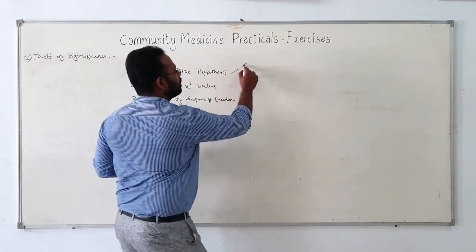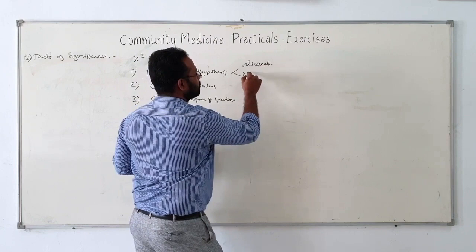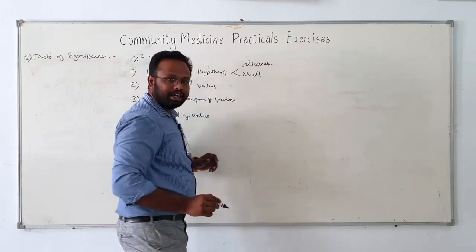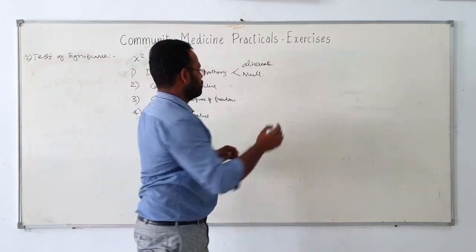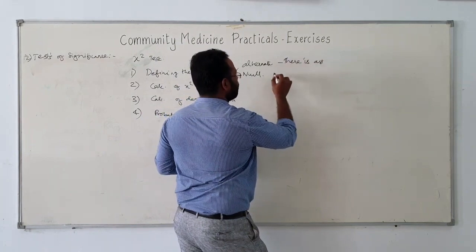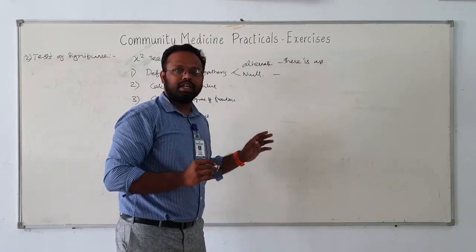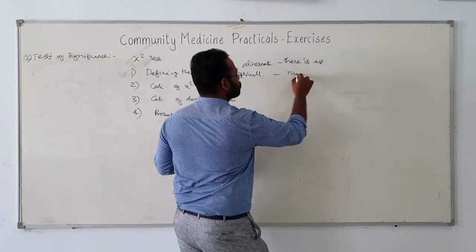Usually, you have to define the alternate hypothesis and the null hypothesis. Alternate hypothesis always says there is some association. There is association. Whereas your null hypothesis says there is no association. Null means nothing. So there is no association.